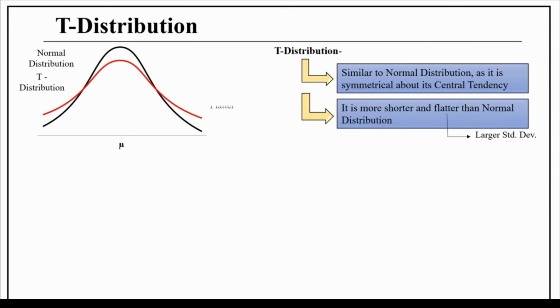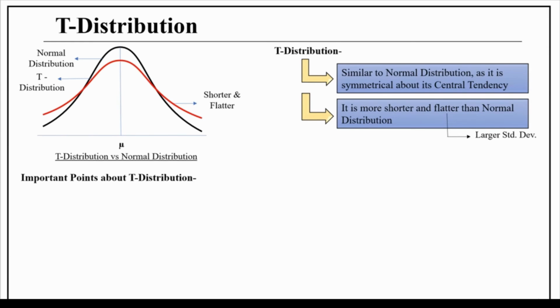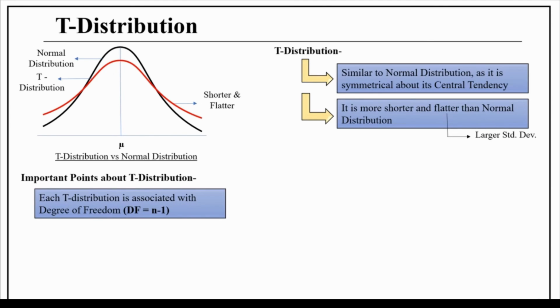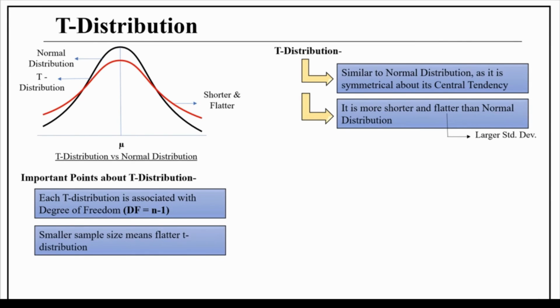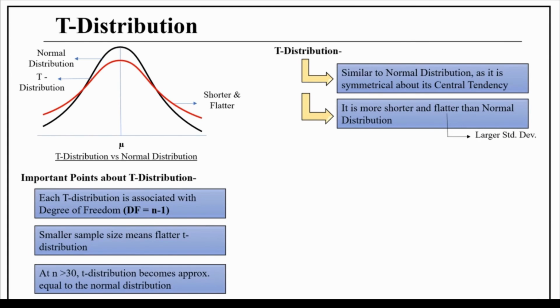It is a graphical representation of t-distribution and normal distribution. As you can see, t-distribution is flatter and shorter than normal distribution. Now some important points about the t-distribution. The first one is, each t-distribution is associated with degree of freedom, and the formula for calculating degree of freedom is n-1, where n is sample size. The second one is, smaller sample size means flatter t-distribution. Third one is, when n is greater than 30, then a t-distribution becomes approximately equal to the normal distribution.